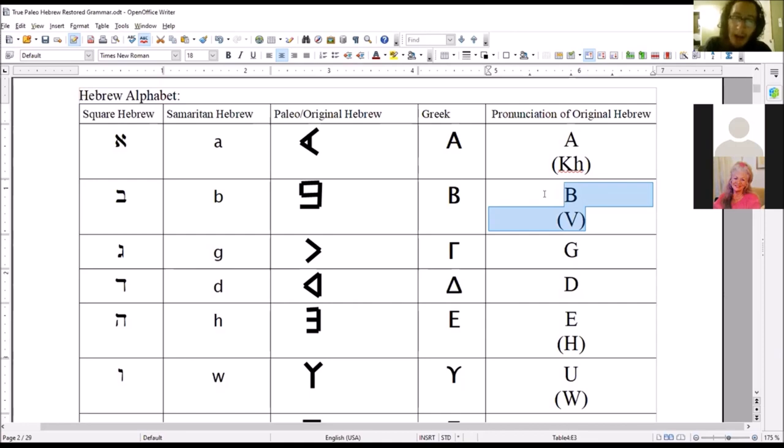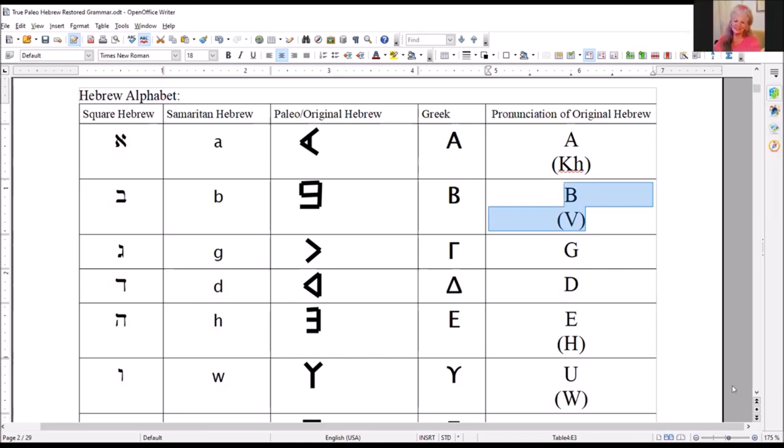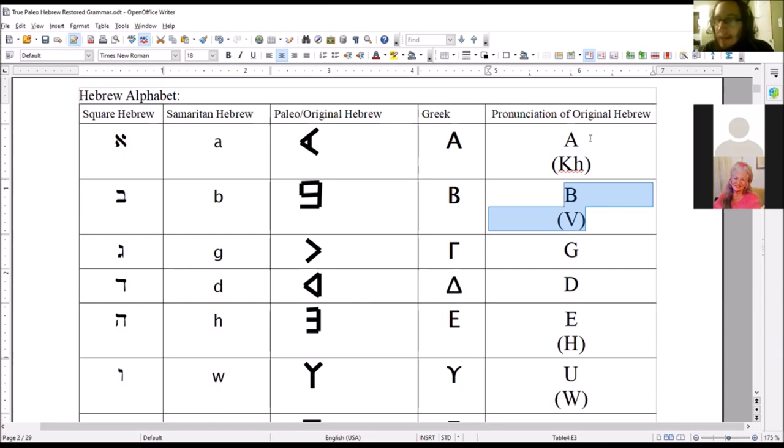I was thinking prior to this that the original sound of the letter was a B and a P sound, because B and P sound very similar too. For example, if you say the word lobster, lobster is with a B, right? Well, place a P instead and you have lobster. It sounds very close. But as I've been studying more, it seems like instead of a P and a B, it would be a B and a V.